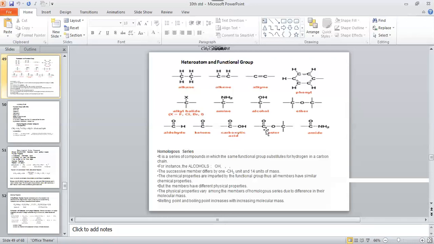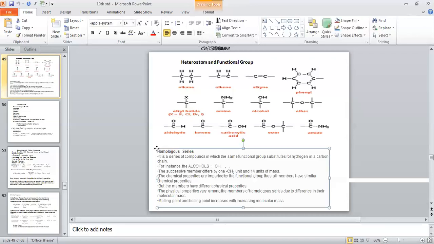Then ester contains C double bond O, O, C. This is an alkyl group here. So this is the ester functional group present in organic compounds. Then amide. Amide is C double bond O, NH2. This is the functional group present in amide. So that is about the heteroatoms and the functional groups in organic molecules.